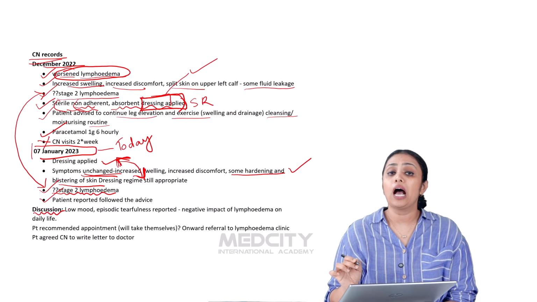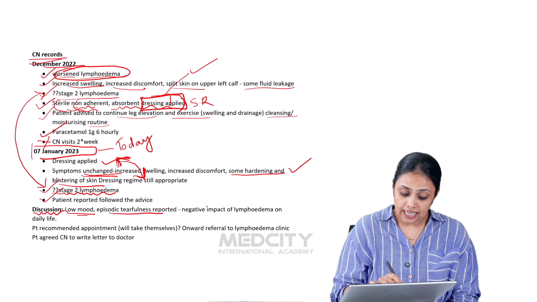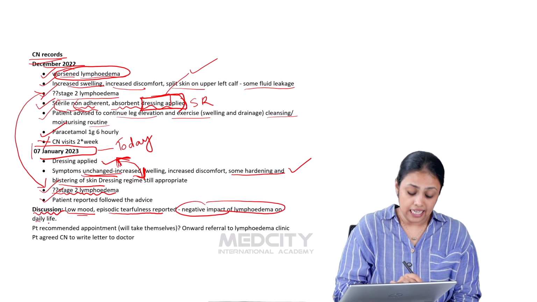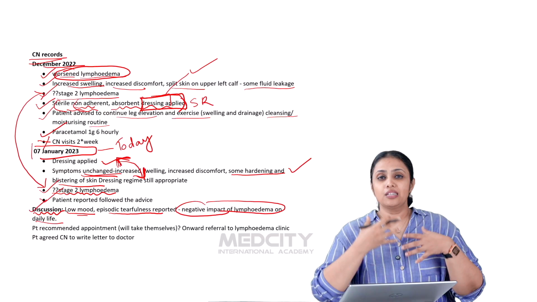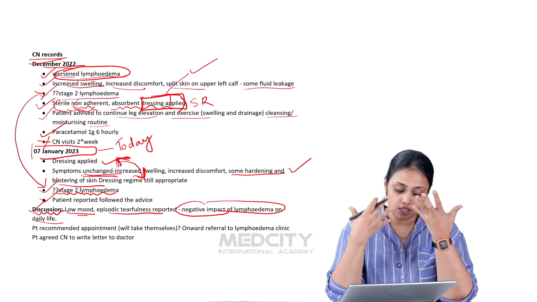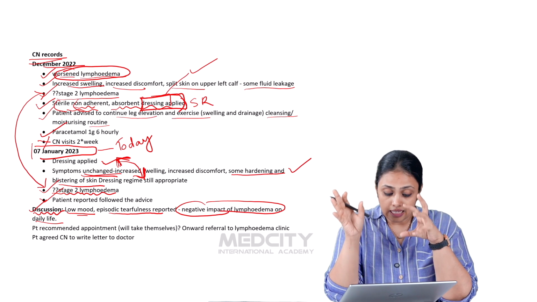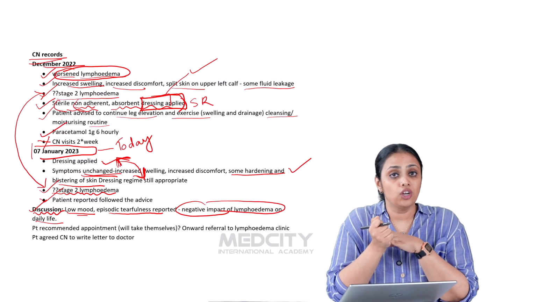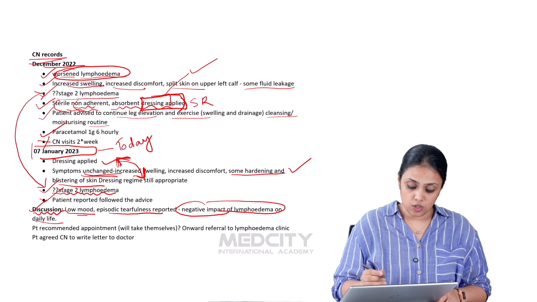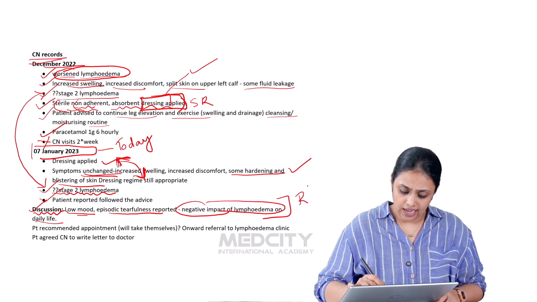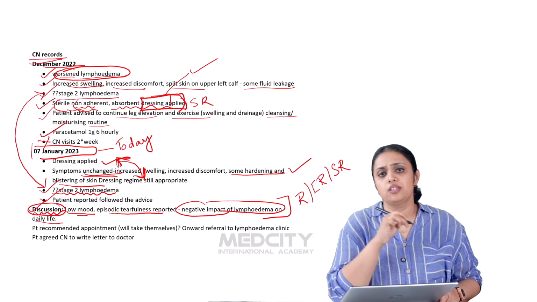Then the discussion you had with the patient. Low mood, episodic tearfulness reported, negative impact of lymphedema on daily life. So these were the concerns raised by the patient during the discussion with you. That is, she is experiencing low mood, she has episodic tearfulness, and she has this concern that this lymphedema has a negative impact on her day-to-day life. Now regarding this, students had a concern whether it is relevant, irrelevant or semi-relevant, the details of this discussion.